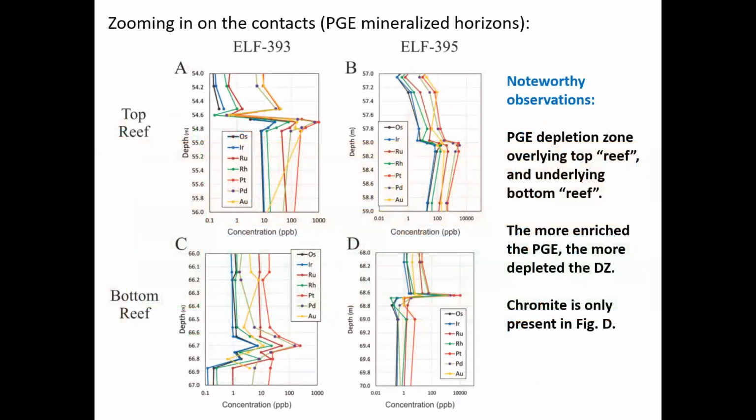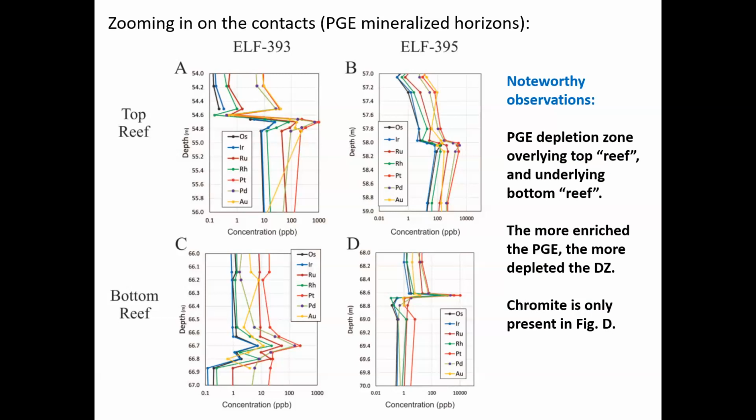So if we zoom in on the top and bottom contacts here, what we see is above the top contact, in A and B here, there are significant, or at least noticeable, depletions in all of the PGE just above the top contact. And then there's the enrichment below that on a scale of less than centimeters. And this is because we could take very thin slices of this full core, which you're not normally able to do. And then at the bottom contact, we again see a depletion, but now below the bottom enriched zone.